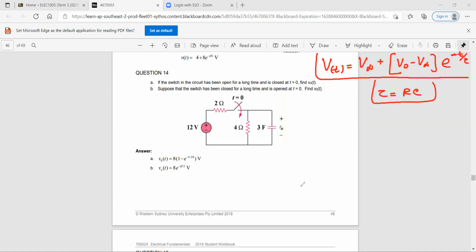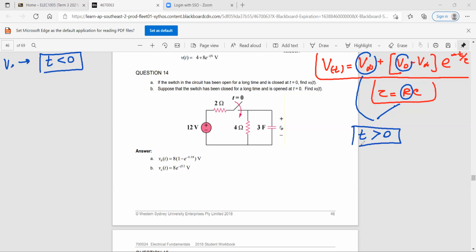So these are the two equations. You only need to find 3 things: this one, this one, and the R. To find these 2, you need to draw the circuit when the time is more than 0. And to find V naught, you need to draw the circuit when the time is less than 0. First, draw the 2 circuits and then start solving it. If you need help, you can ask. I'll give you some time.